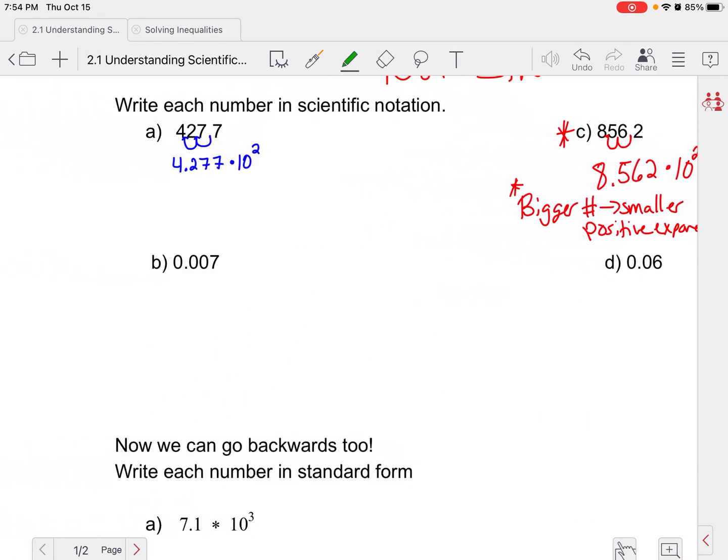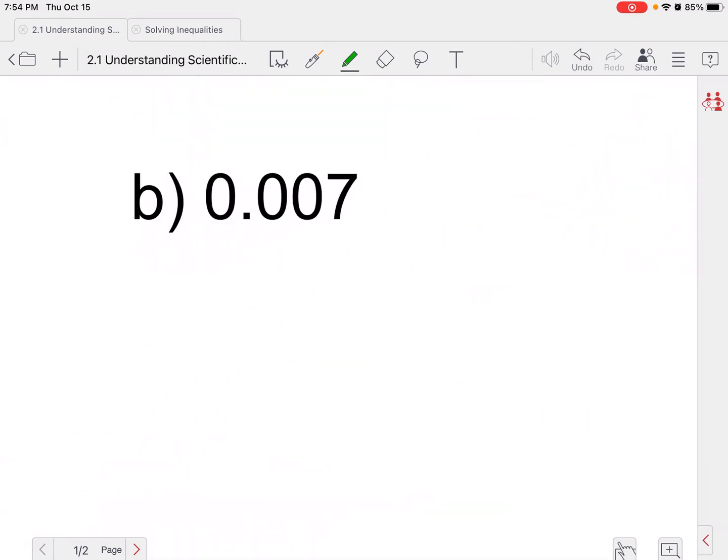Okay, let's try it a slightly different way. So now this time I have 0.007. So again, I want to move the decimal so I get a number between 1 and 9. If I move it this way, I'm just going to keep getting zeros, right? So that's not helpful. But I can move it backwards. So moving it 1, that still gives me 0. Moving it back 2 still gives me 0. I'm going to move it back 3 whole spots. And that now gives me 7.